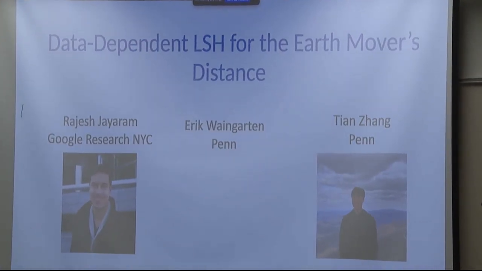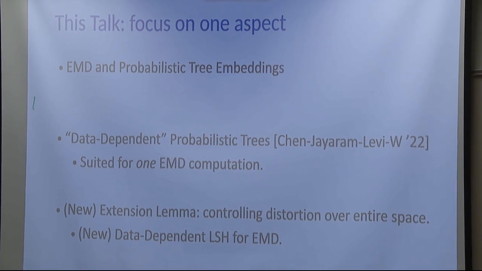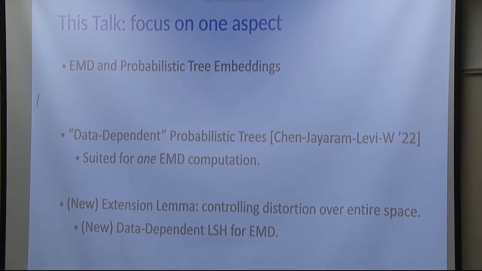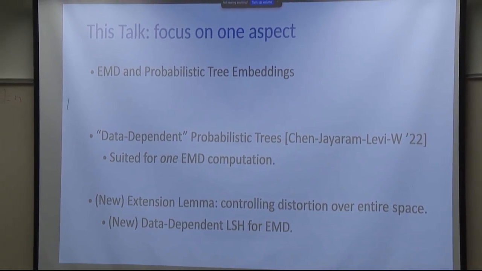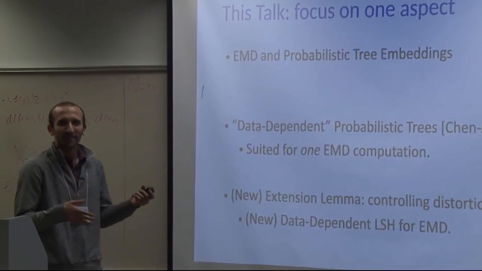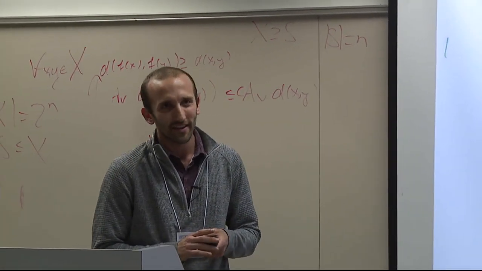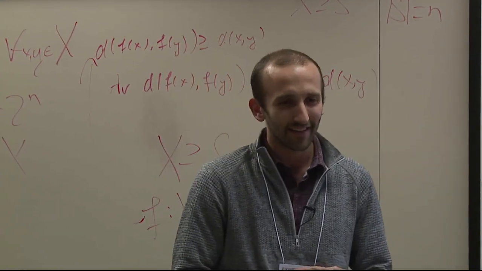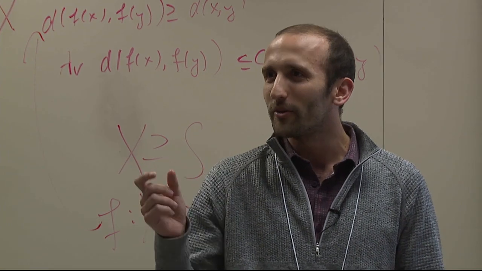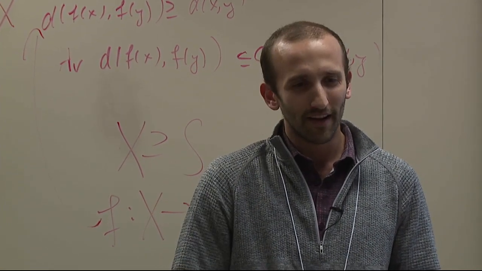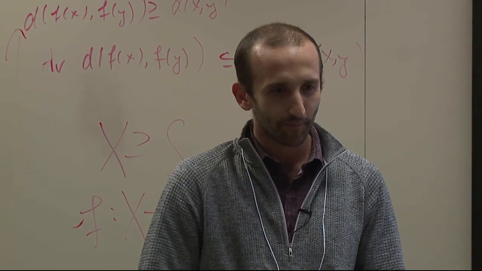Okay, so this talk is about the Earth mover distance and nearest neighbor search, but really I wanted to focus on one aspect, one thing that I find interesting: this connection between the Earth mover distance and how we use probabilistic tree embeddings. If you're familiar with probabilistic tree embeddings in approximation algorithms, this is going to be a very similar context with one important twist. And a lot of the improvements will come from really focusing on that twist.